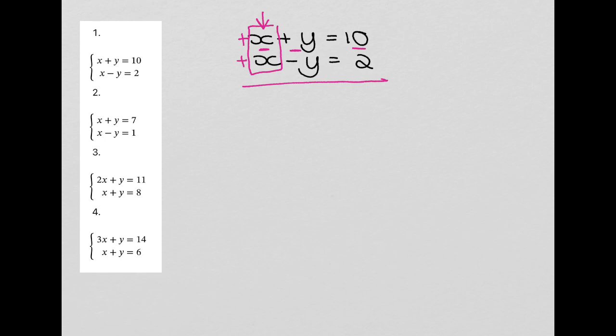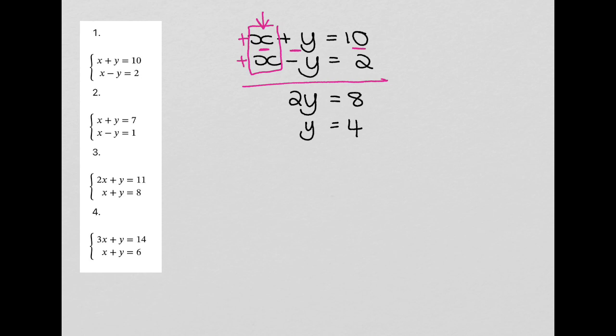Let's look at the y's. I've got y, take away negative y. And negatives always cause a problem. So what is y take away negative y? What happens to those two negatives? Two negatives make a positive, and so what I've actually got is 2y equals 10 take away 2 is 8. So if 2y is equal to 8, then y is equal to 4.